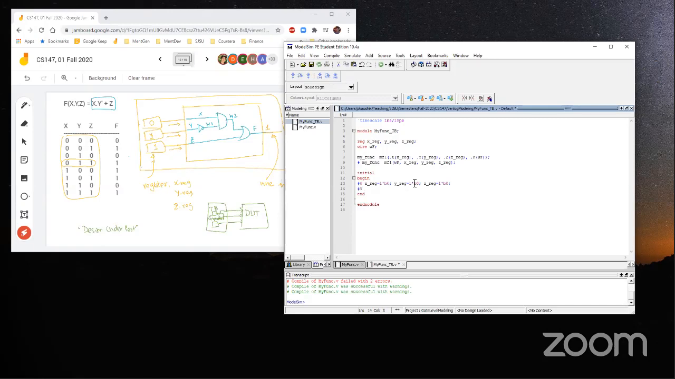Now let's say after 5 nanosecond, we keep on changing things. Okay. From there, after 5 nanosecond, we'll make it 1. Then after 5 nanosecond, we'll make it 1, 0, 1, 1, 0, 1, 1.